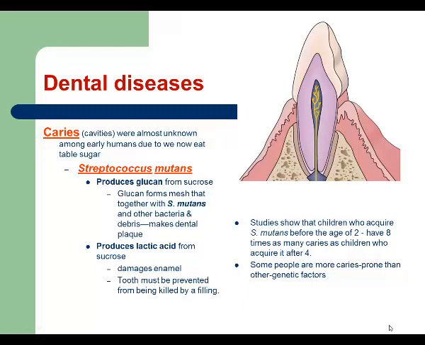The first infection we are going to start with is caries, or cavities. But before we start talking about caries, let's look at the structure of our tooth. The outermost layer of our tooth, on this picture the pinkish color, is what we call enamel. This is the hardest part of our tooth.